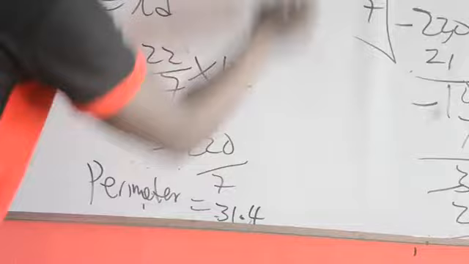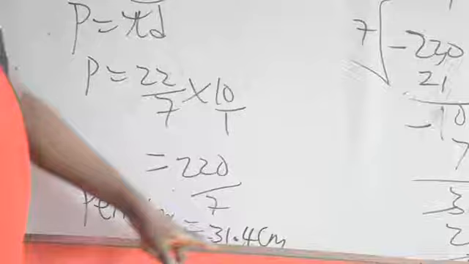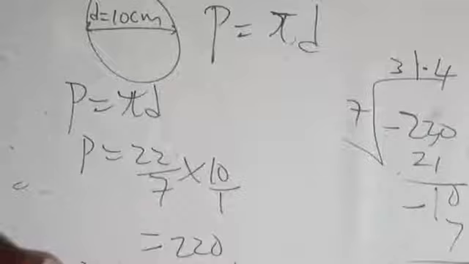31.4 centimeter. Because the question here is centimeter, is meter, what the meter. Alright, so that is the end of the example for the circle. So we have taken up to 3 examples from the middle of the leg shape. Hope you are following me, class. You have to follow.